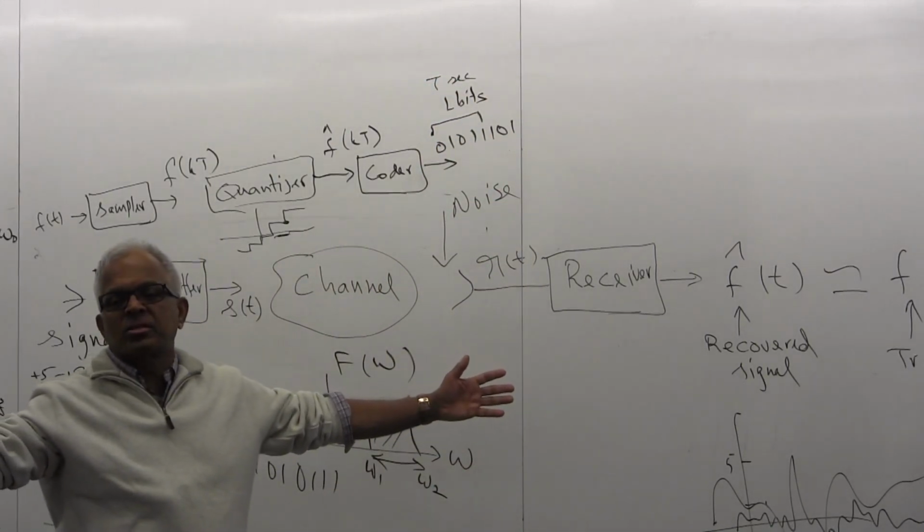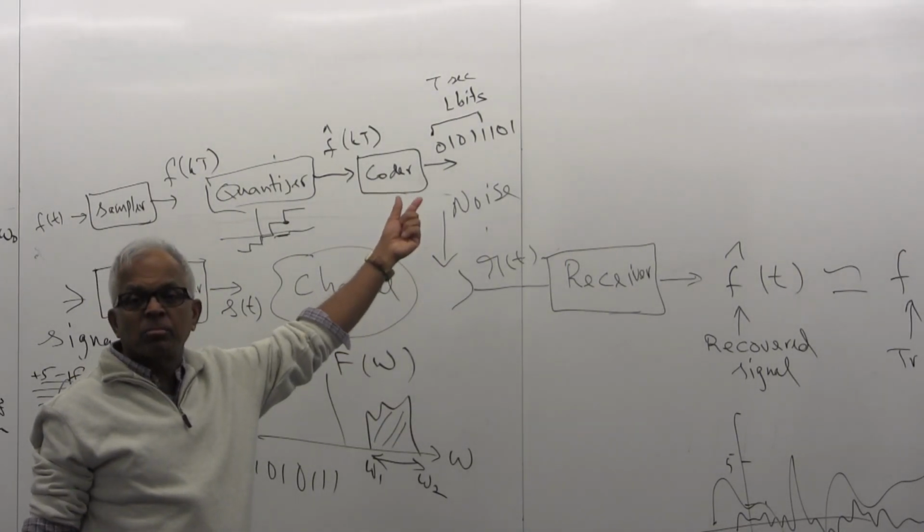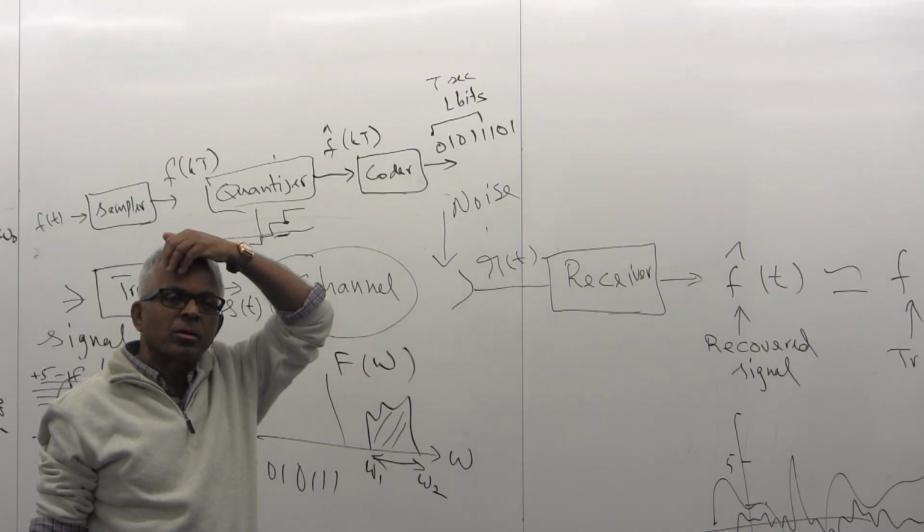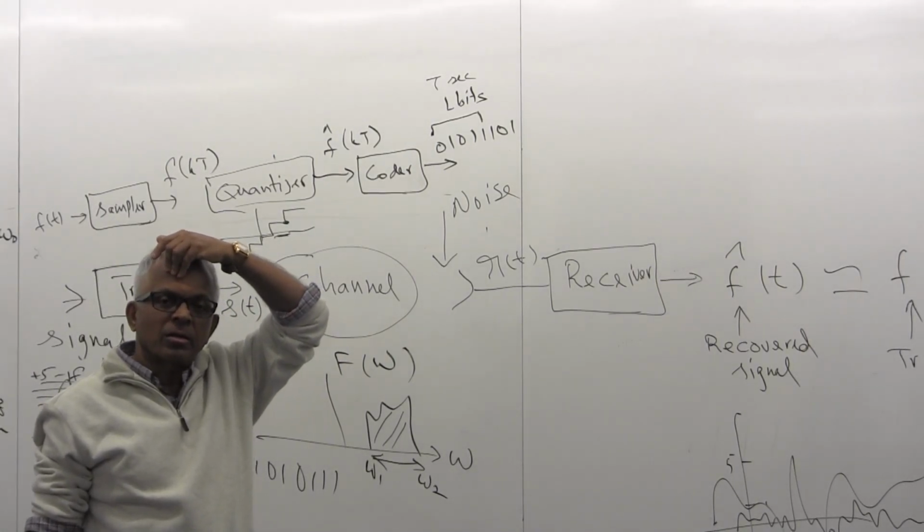So if you put too many bits, each bit will get how much time? If you have L bits, each bit needs to be transmitted in how much time? T over L, right? Is that what you said?